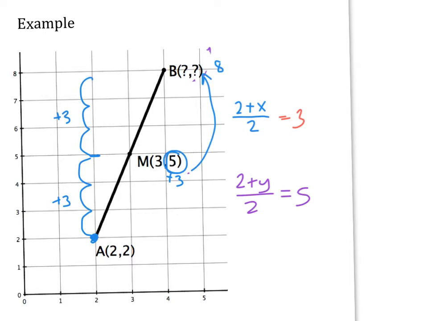Now, the same process here. To get from A to M, all I have to do is go right 1, which is adding 1. So I add another 1 to the midpoint. And the x value describes the horizontal movement. So all you have to do is add 1 to 3 to get a 4. So your answer is simply 4, 8.